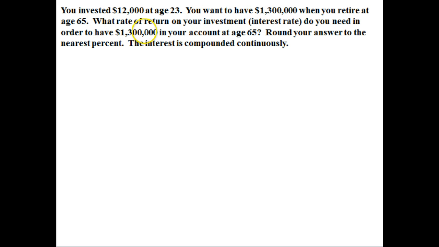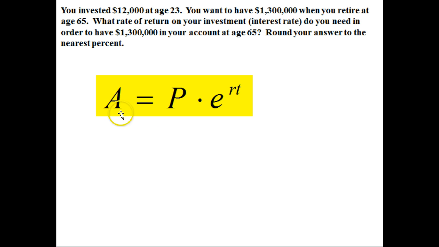So this one asks us what rate of return we need to have on our investment in order to obtain our $1.3 million in our account at age 65. And the interest is compounded continuously. Well, if interest is compounded continuously, then we're going to use our compound interest formula for compounded continuously, and that's this one here. This is the amount of money we will have, the ending amount, if you will. P represents our initial investment. The number E, all raised to the rate times the time.